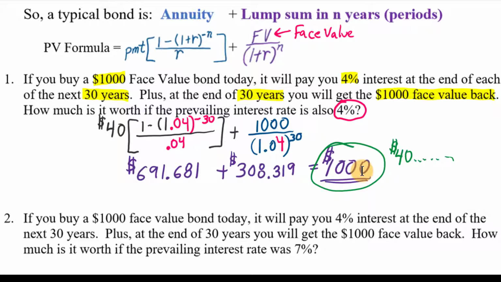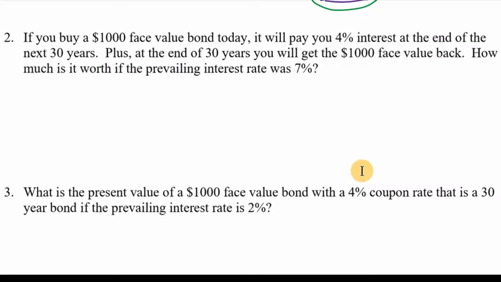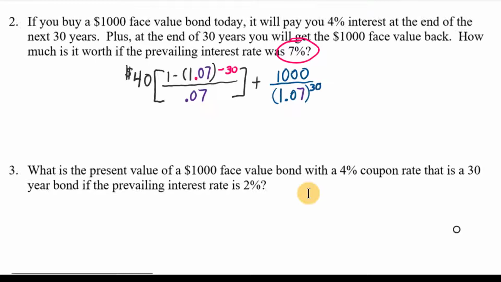Now let's look at what happens when those two interest rates aren't the same. What if the prevailing interest rate was 7%? Then all we do is we change the 0.04 to 0.07 everywhere in the formula in these three places, 1, 2, 3, and then we recalculate. What is the present value now? How much money would I need in order to replicate this stream of income? $40 paid to me at the end of every year and $1,000 at the end of 30 years.